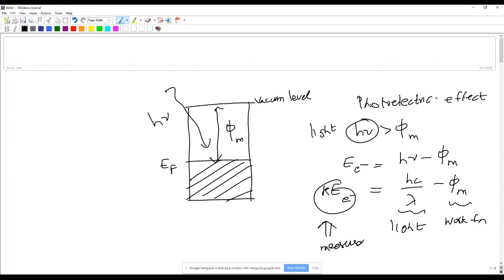There are apparatus to do it. The light is usually what you shine, so you know the energy and the wavelength of the light. So this is known.